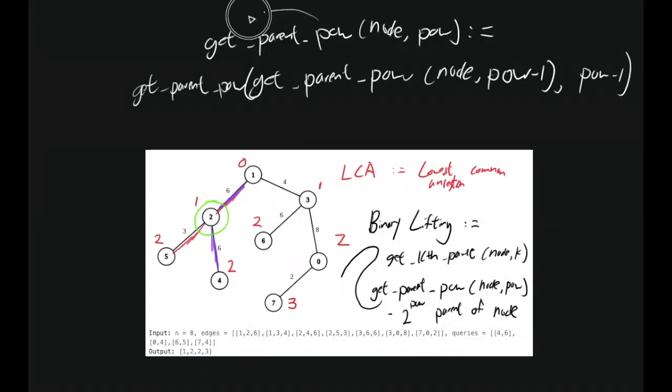And after we have this get parent power, we can solve this get k parent pretty easily, because k will be just some number like 10, 10, 10, 10, 10. We can just treat k as a binary number, and we apply this get parent pow when the bit is turned on. So that's how we can implement this get k parent efficiently.